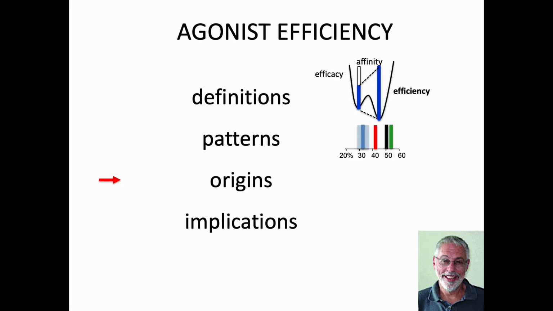And now, in this chapter, we're going to backtrack and try to understand what are the biophysical origins of efficiency. Why is there an efficiency class in the first place? Why do several agonists share the same efficiency?